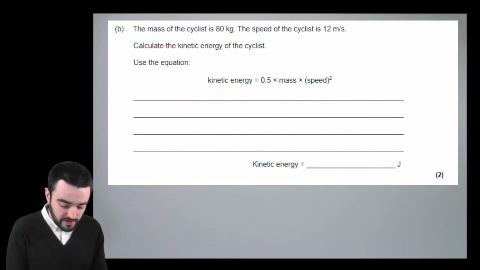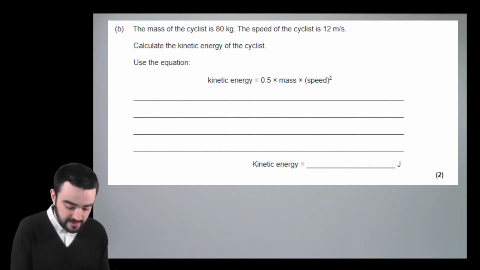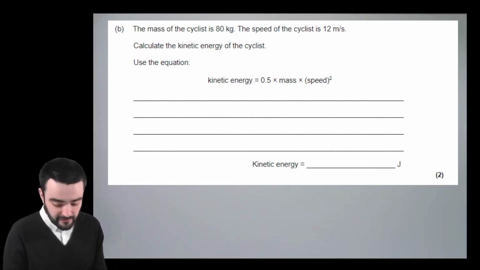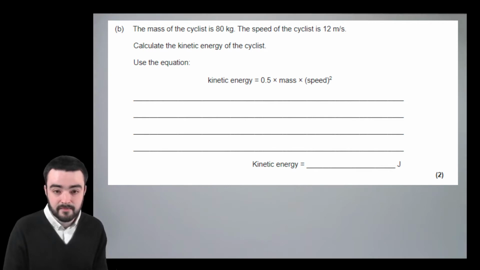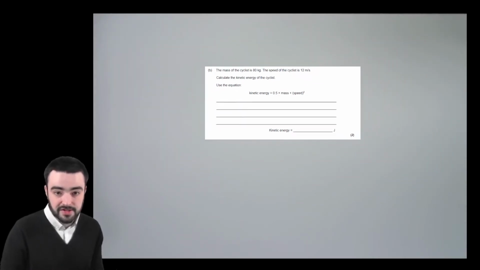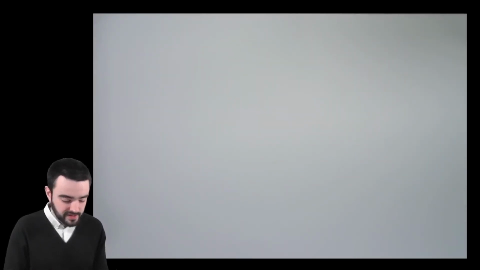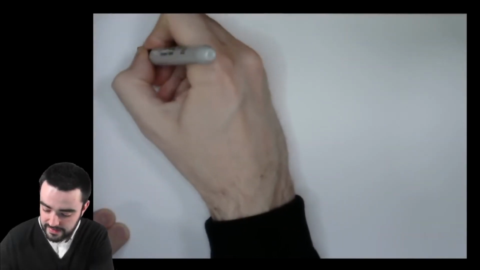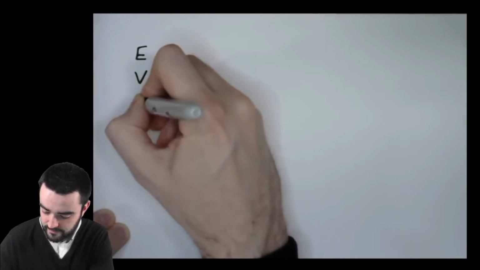Now for our next one, we've been given some information first. So the mass of the cyclist is 80 kilograms, the speed of the cyclist is 12 meters per second. Calculate, so that's our command word in this one, the kinetic energy of the cyclist. And in this case, we have been given the equation. So for all calculation questions, I would recommend using the concept of EVs. So EVs is like this.